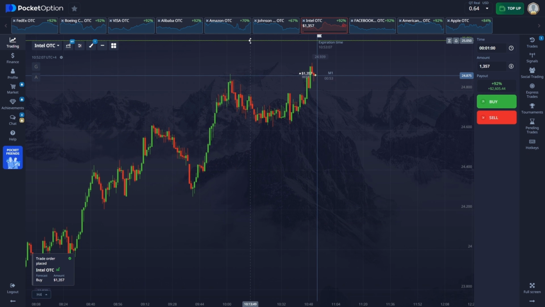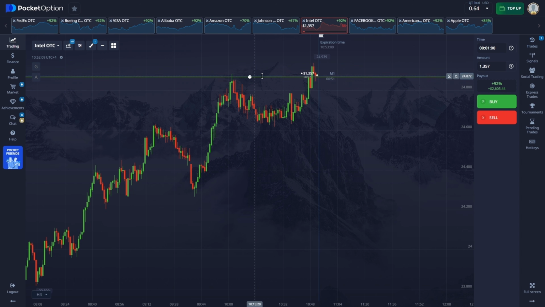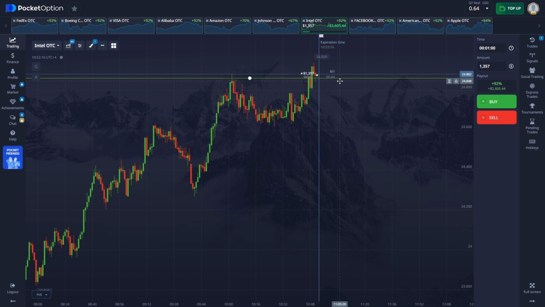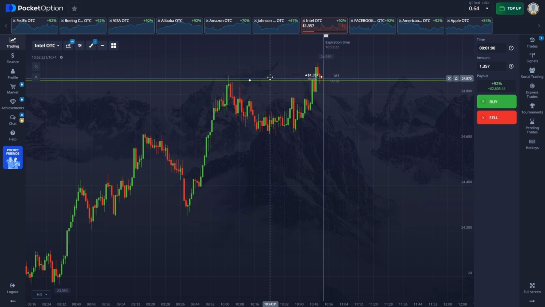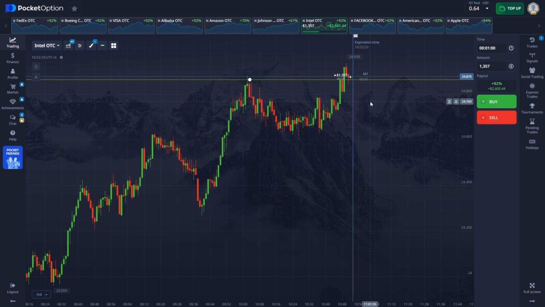On Intel OTC, we have a trade for an upside move. So I placed the trade for the upside move on Intel OTC. You'll see that there was a support level I drew earlier and it acted as a resistance level. However, now the candle broke it and you can see a red candle, a retracement candle, that closed above the level. That's why I took the trade for the upside move. The trade is going in our favor right now, but we still have 35 seconds left.